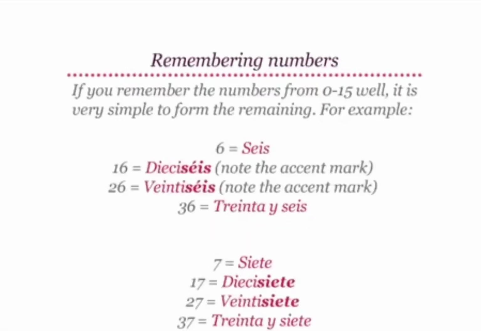If you remember the numbers from 0 to 15 well, it is very simple to form the remaining. For example, 6 translates to seis, and 16 becomes 16 with an accent mark. Similarly, 26 will become 26. Note the accent mark, and 36 will translate to 36. Let's take another example. 7 is siete. 17 becomes 17. 27 will be 27. And 37 will become 37.